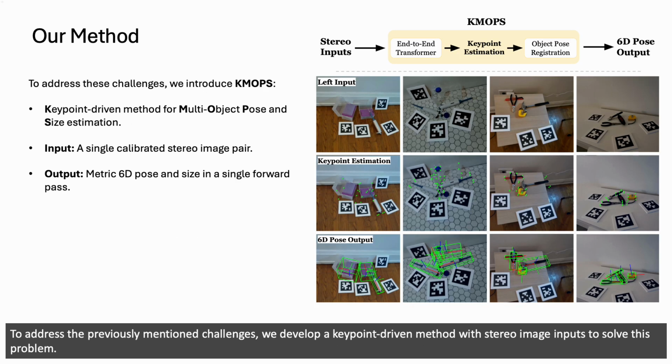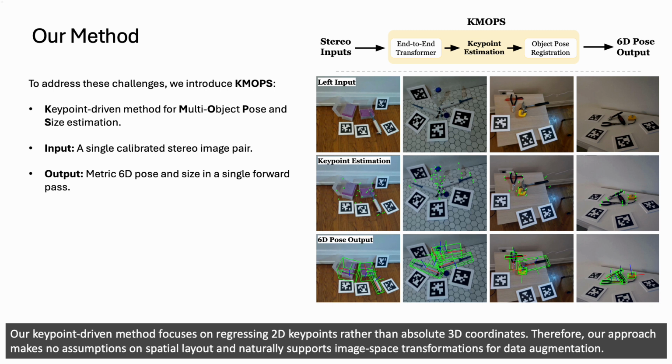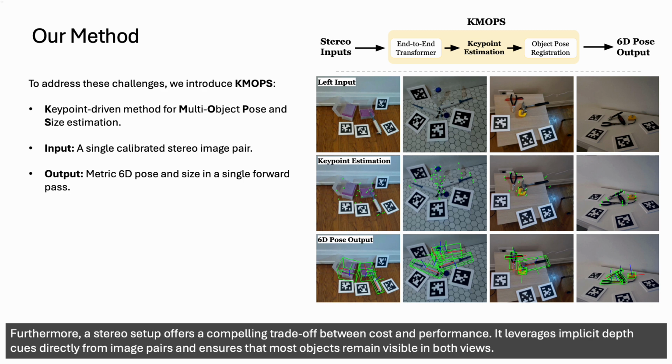To address the previously mentioned challenges, we develop a keypoint-driven method with stereo image inputs to solve this problem. Our keypoint-driven method focuses on regressing 2D keypoints rather than absolute 3D coordinates. Therefore, our approach makes no assumptions on spatial layout and naturally supports image space transformations for data augmentation. Furthermore, a stereo setup offers a compelling trade-off between cost and performance. It leverages implicit depth cues directly from image pairs and ensures that most objects remain visible in both views.